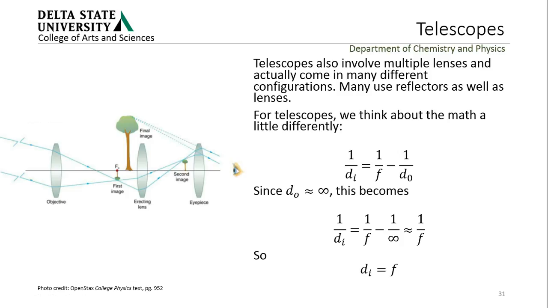When you start talking about telescopes, which is not really what we're doing here, telescopes are a little different in that it's a lens system, right? We've got an objective lens, we have another erecting lens, and we have an eyepiece. The erecting lens is so that we actually see the image right side up, because if you use just a single lens, the image is going to be upside down.